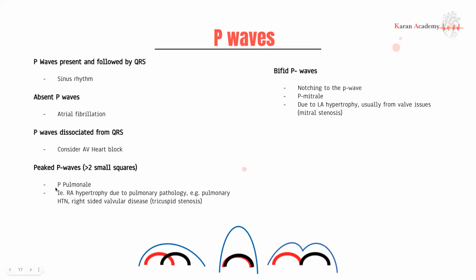With the same exact reasoning, it is typically the pulmonary valve in this case that causes backflow of blood due to pulmonary pathology like pulmonary hypertension or tricuspid stenosis. You have this backflow, which causes the right atrial hypertrophy that causes P pulmonale.